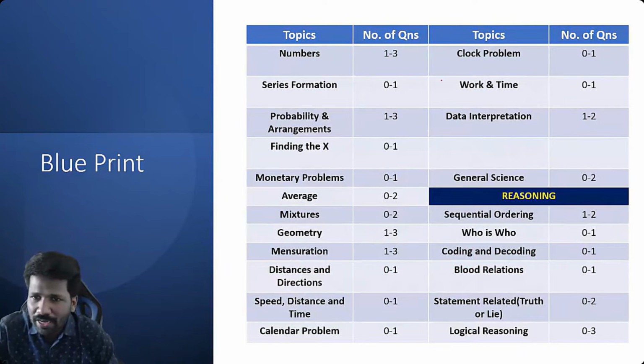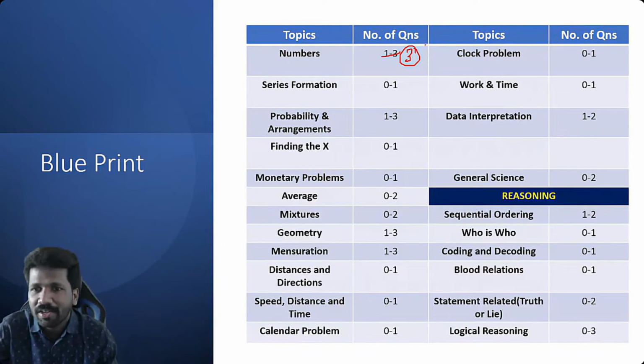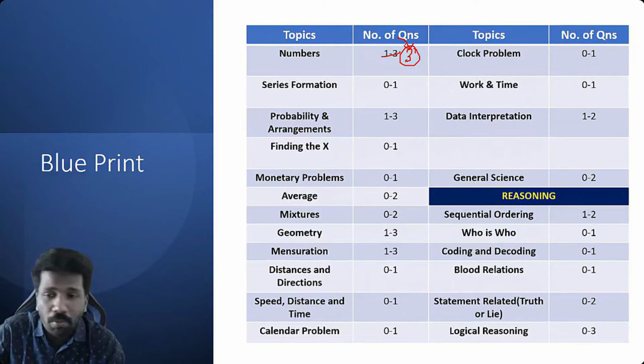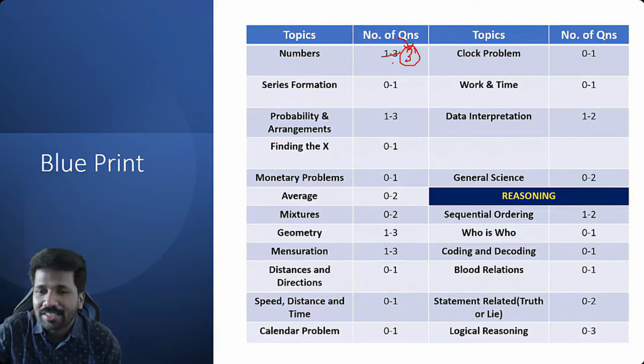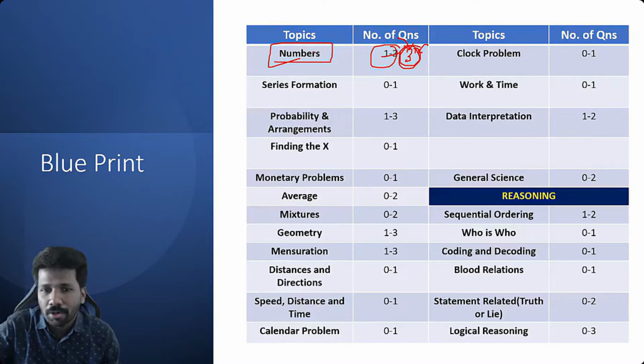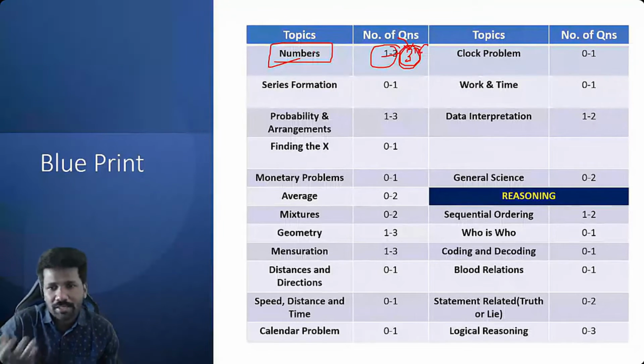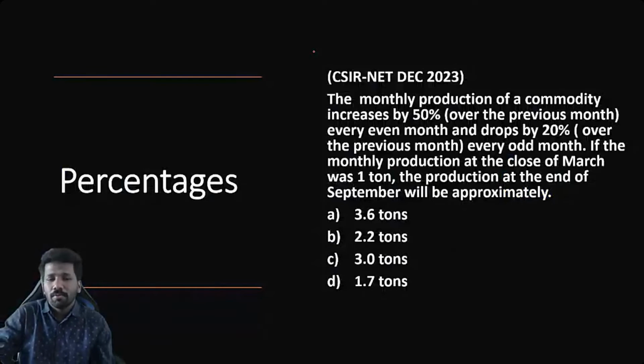1 to 3 I have mentioned, but last few years minimum 3 is coming in this chapter, number system chapter. 3 questions are coming in most of the papers, but on an average, last 10 to 12 years combined, 1 to 3 questions. But last 1 or 2 years if you check, 3 questions you can expect from this chapter, number system. It's a very important chapter. As I told, we will be dedicating many lectures on this chapter so that you will get more clarity.